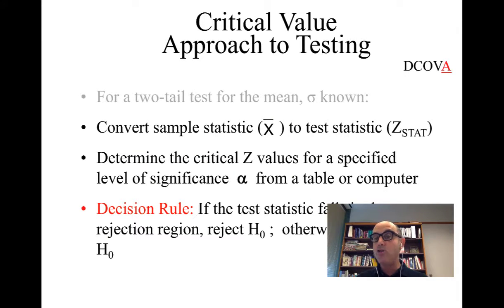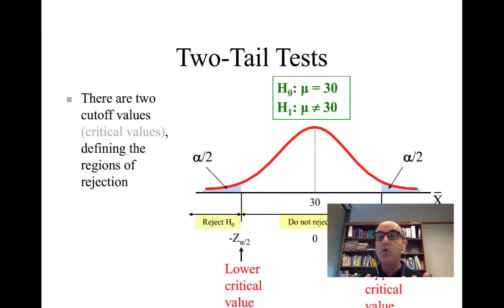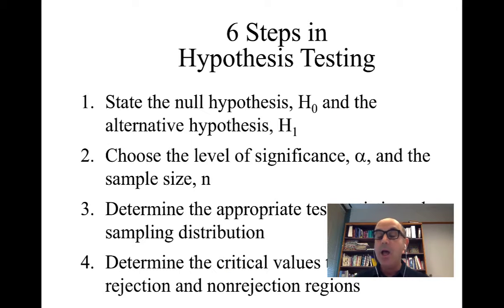The critical value approach for the test is converting a sample statistic to a test statistic, and determining the critical z-value for a specific level from a table or computer. The decision rule: if the test statistic falls into the rejection region, we reject the null, otherwise we do not reject. We have two-tail tests, and again this is where we have the upper critical value and the lower critical value, and how to do that. This is really important, and I want you to remember there are 6 steps in hypothesis testing.